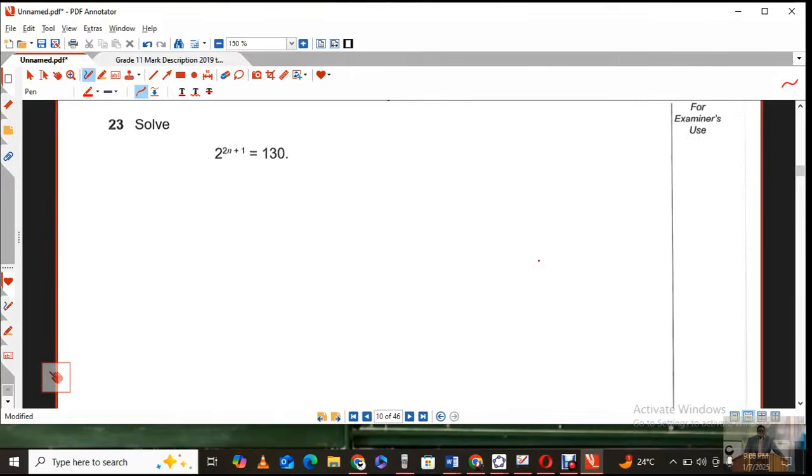Now, the moment they are asking you to find an unknown, and the unknown is an exponent, most of the time it means you have to use exponential equations, or you have to use logarithms. Now, there are many ways you can do this. Since I can't express 130 as a power of base 2, it's going to be pointless. If I had something like 3 raised to the power of x is equal to 81, I do not have to use logs here to solve this. I can simply say, wait a minute, 81 is nothing but 3 raised to the power of 4, okay?